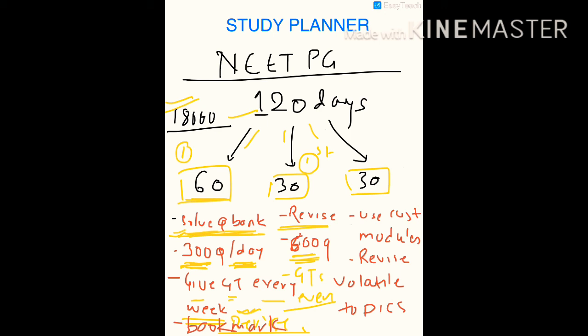Okay, so after revising the Q bank 2 times, for the last 30 days, use the custom modules from Marrow. In the custom modules you can use it for all subjects, or subject wise or topic wise. There is also a tag for AIIMS PG or NEET PG. So if you are applying for the NEET PG, use that tag and solve those custom modules and the questions which are very important and high yielding for the exams, because the questions from those topics have been previously asked in the exams. So use those and revise those.